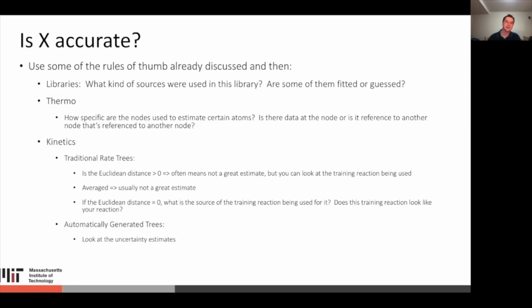And even if the Euclidean distance is 0, you should take a look at the source of the training reaction being used. Is the training reaction a good estimate? And also, does the training reaction look like your reaction? And the automatically generated trees have an uncertainty estimation system, and that should be in the comments that you should be able to look at for that.